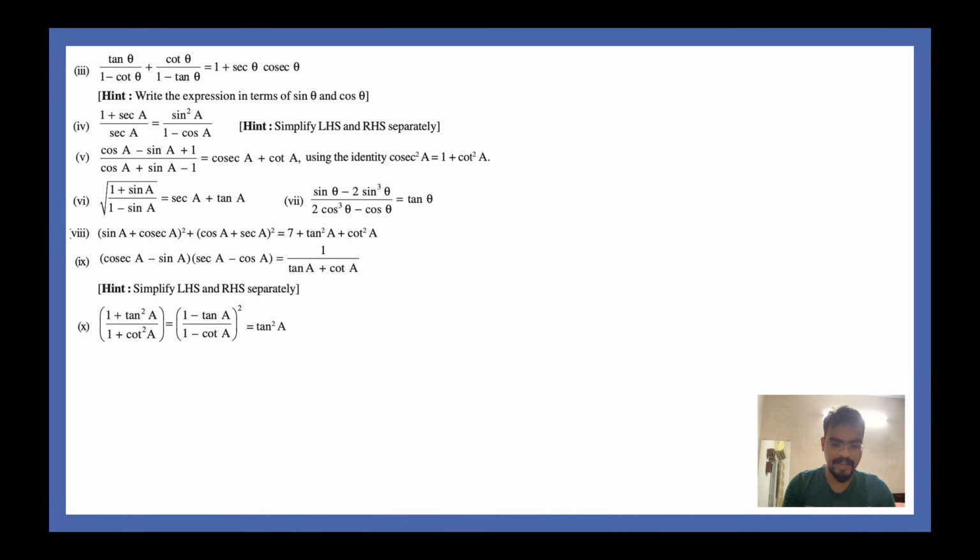It is a very crucial exercise of class 10th chapter 8. Yes, the best exercise in trigonometry, exercise number 8.4. It is an exercise that changes everybody's expressions.